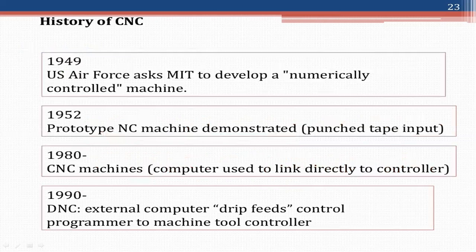In 1947, the US Air Force and MIT developed numerical control NC machines. In 1952, the prototype NC machines were demonstrated, with punched tape input using symbols and the alphabet. In 1980, the CNC machines were developed. In 1990, an external computer feeds the control program to the machine controller.